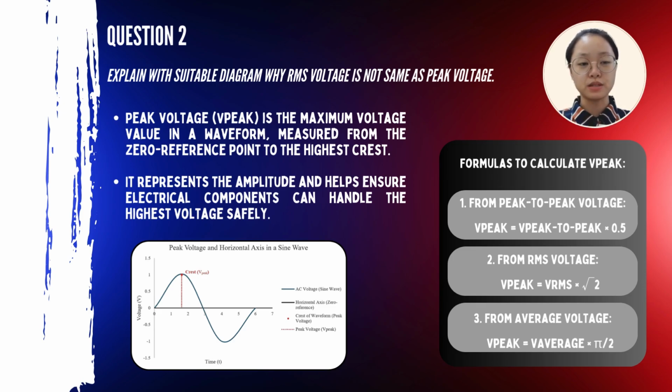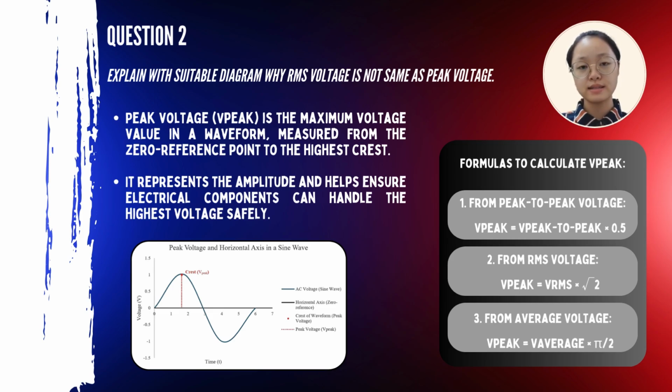Now I'm going to present question 2, which is, explain with a suitable diagram why RMS voltage is not the same as peak voltage. First, peak voltage represents the maximum voltage in a waveform, which is measured from the zero reference point to the highest crest. This value is crucial because it shows the amplitude of the waveform, helping in ensuring that the electrical components can safely handle the highest voltage they might encounter.